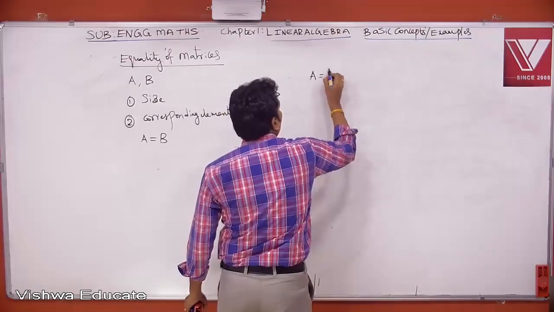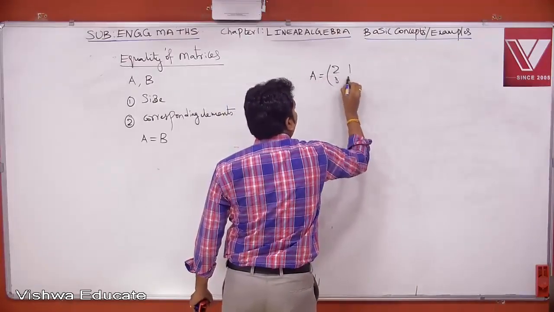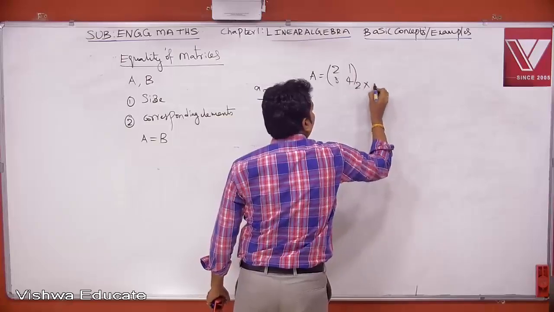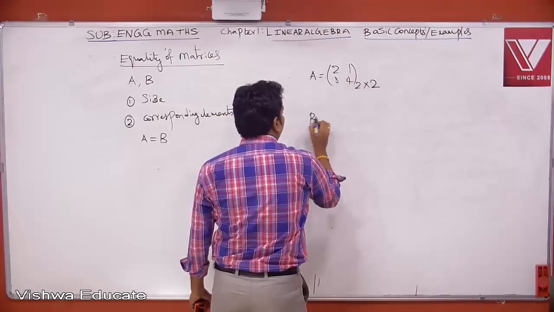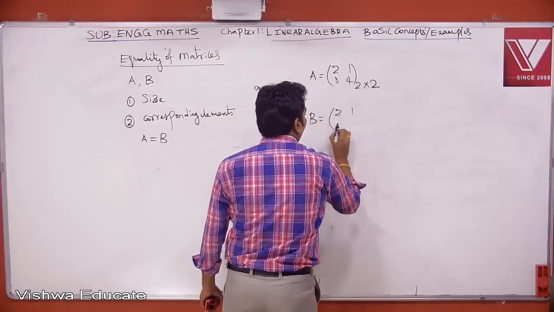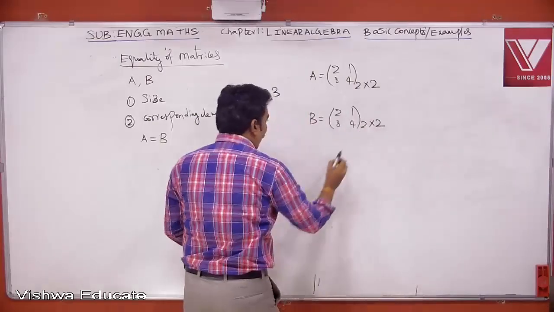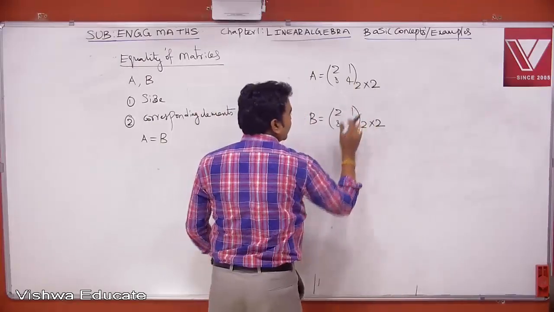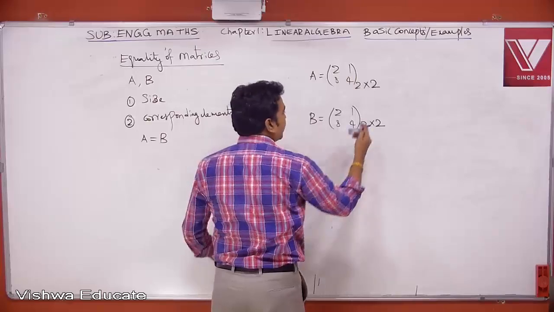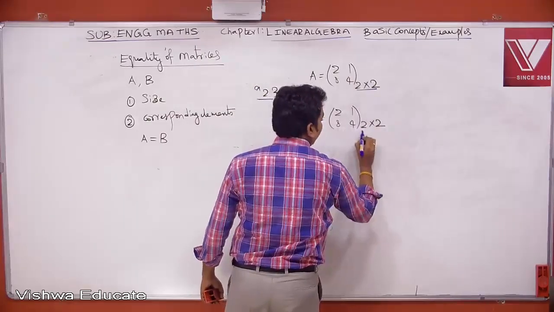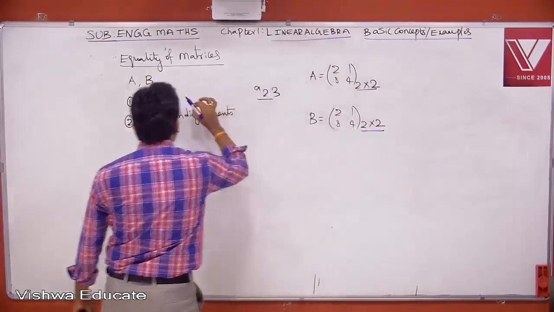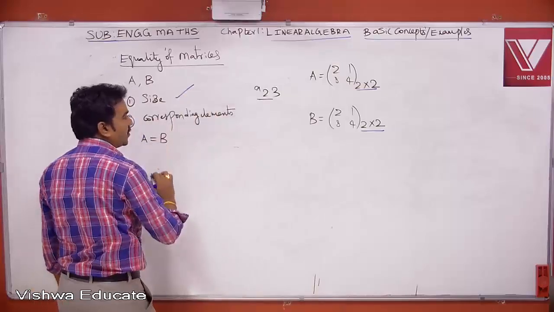Suppose A equals the matrix 2, 1, 8, 4. The size of this matrix is 2 by 2. Suppose B is 2, 1, 8, 4. Its size is also 2 by 2. In this case, the sizes are equal for both matrices. The first matrix size is 2 by 2, the second matrix size is 2 by 2. So point 1 is very clear: sizes.